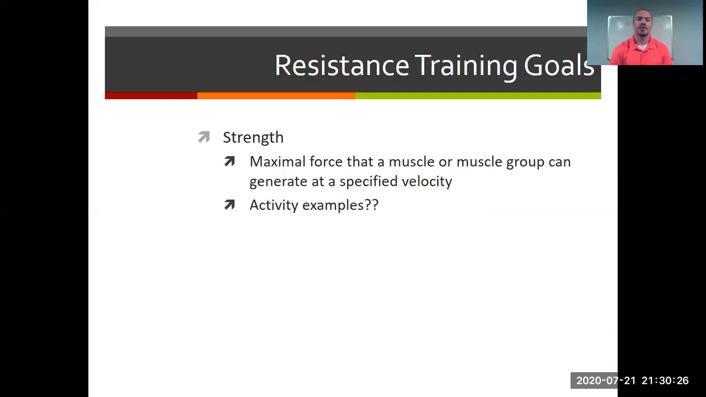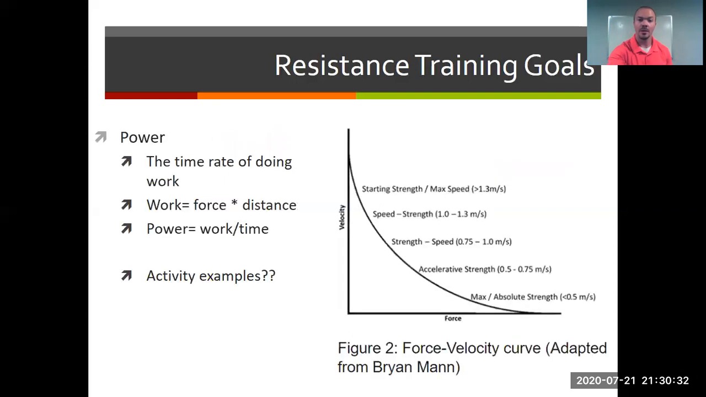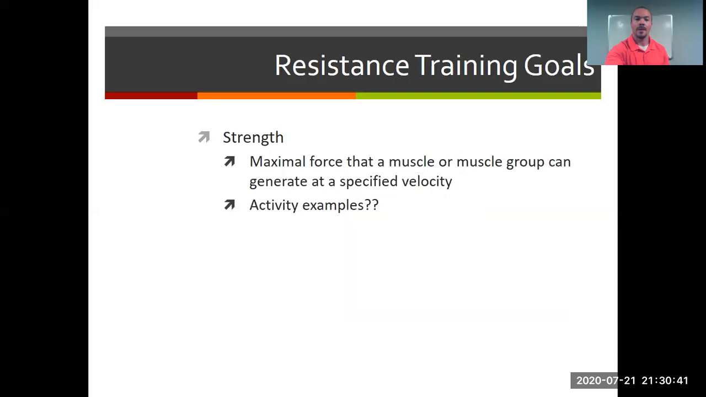So this is the maximal force that a muscle or muscle group can generate at a specified velocity. Looking back at our strength force curve right here, depending on how fast you're moving, you fall in a different category. And you can train that different category of different speed. Only problem is you kind of need an accelerometer or something to measure the velocity.